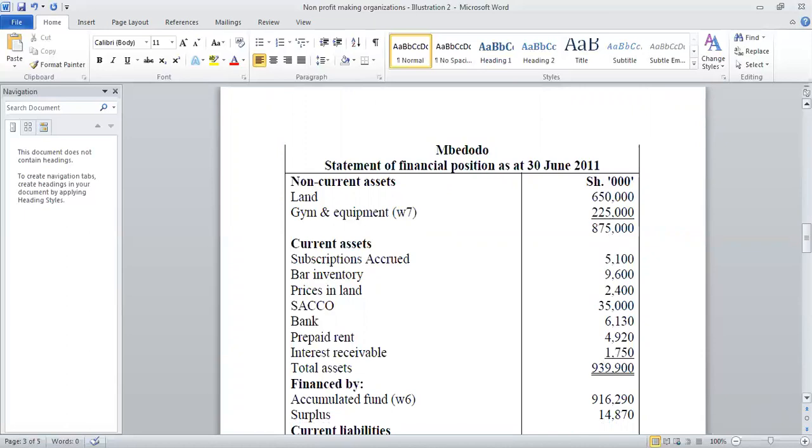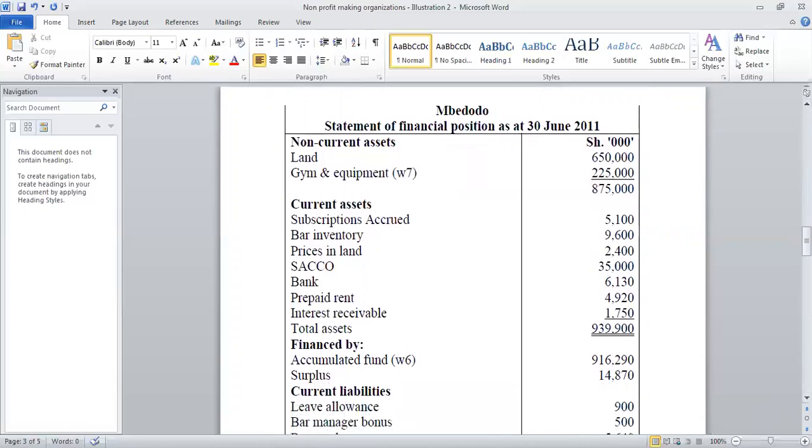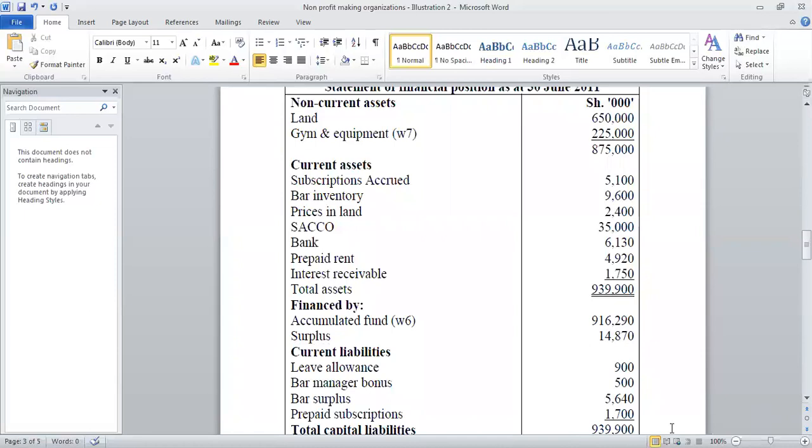Then you minus capital and liabilities, which will now give you the figures. And actually, remember, for the statement of financial position, total assets and these liabilities and the capital are supposed to be the same. Thank you very much.